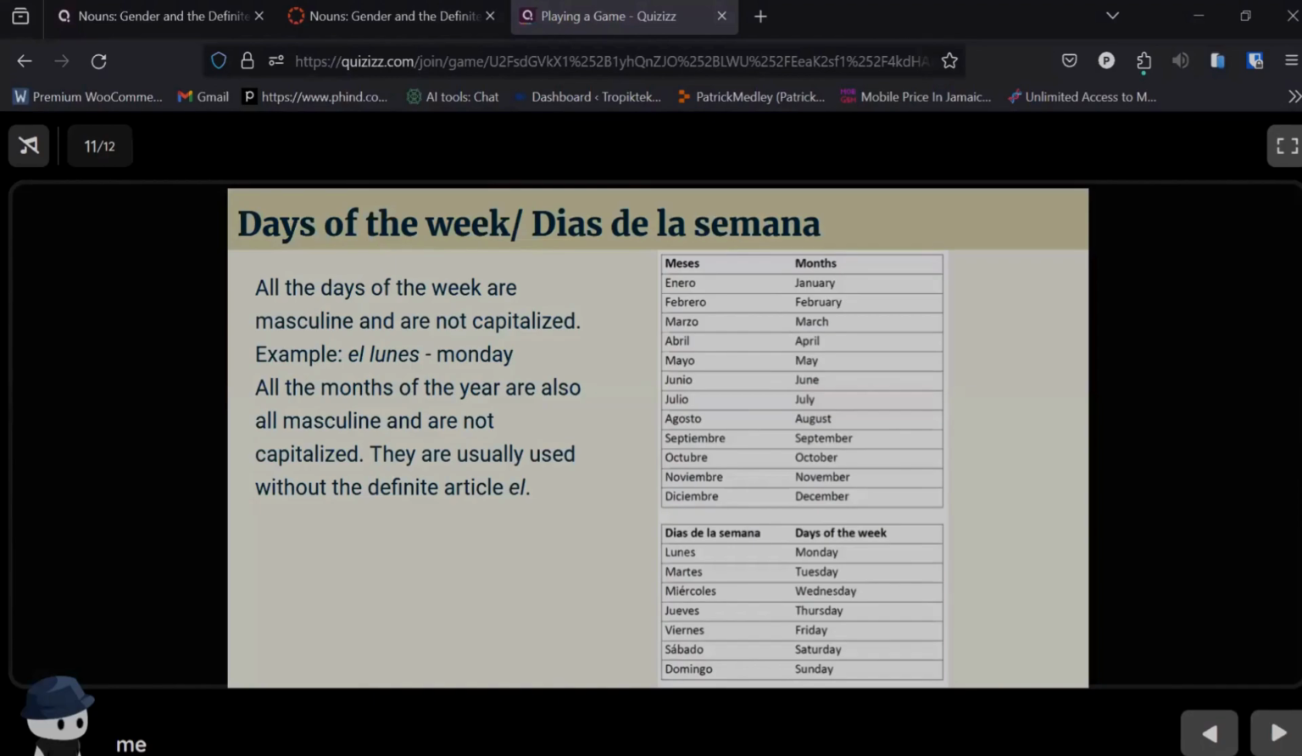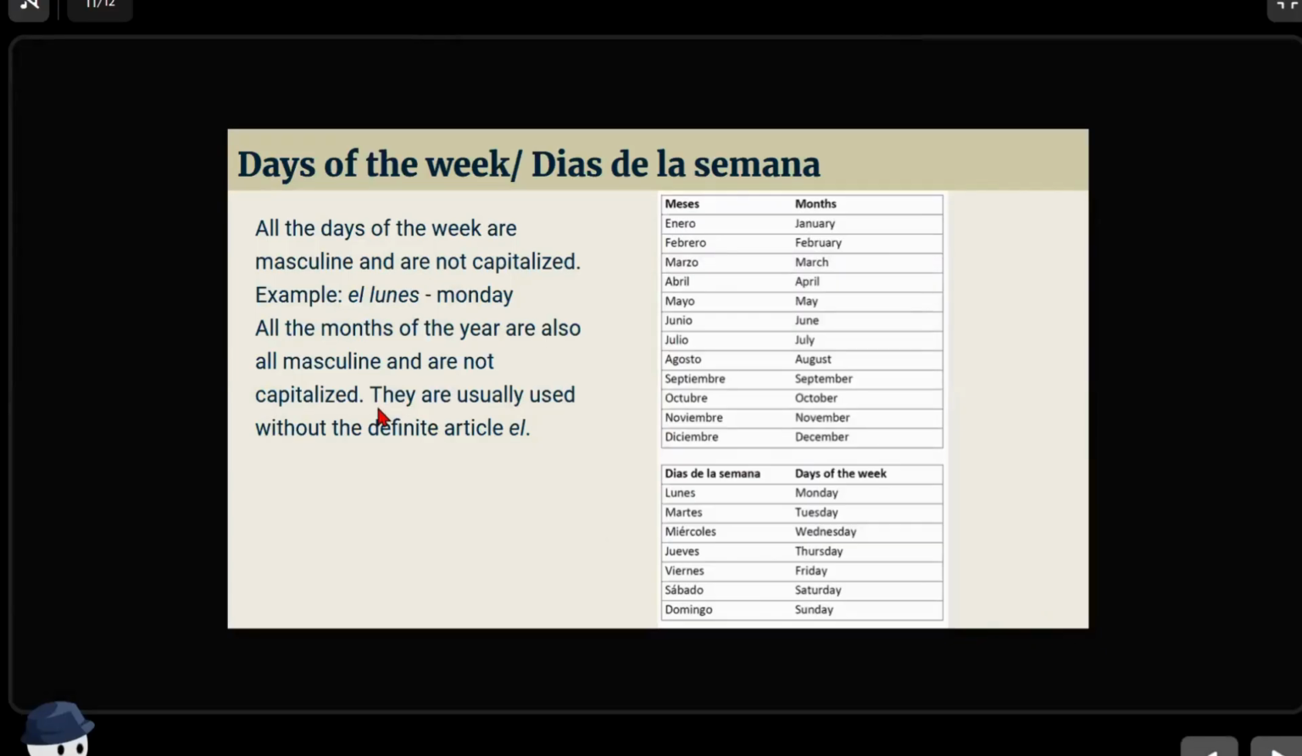Let me make this a little bit bigger. So they're used without the definite article el, but make no mistake, el lunes is correct because it is a masculine noun. Okay, so we have the months of the year. You can take a look and memorize this in your spare time. But we have enero, febrero, marzo, abril, mayo, etc. And then we have lunes, martes, miércoles, etc. For the days of the week, which are usually masculine. Okay, awesome.